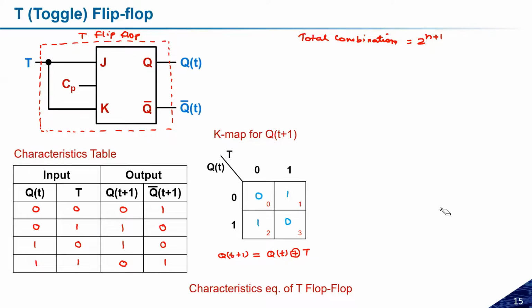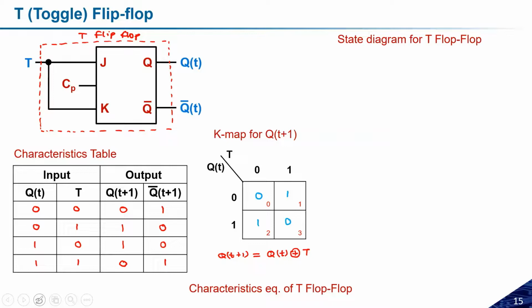Now let us try to make some other things. If we know the characteristics table, we need to also make the state diagram. So, how can the state diagram of the T flip-flop be made with the help of the characteristics table? Let us try to make the state diagram.